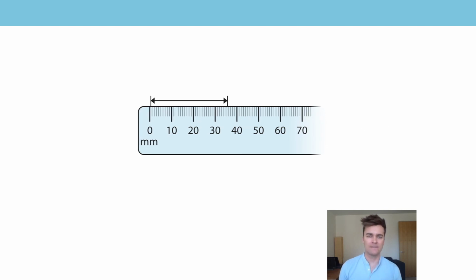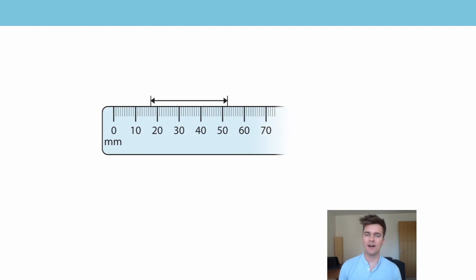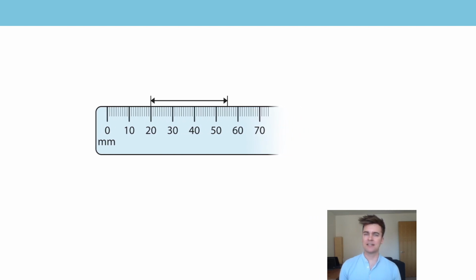What about here? What stayed the same? The difference. So the length of the line is still 35. What's changed? Starting point, finishing point. So parts of the equation are going to look different. On 3, say the equation aloud with me. 1, 2, 3. 55 subtract 20 is equal to 35. Well done.